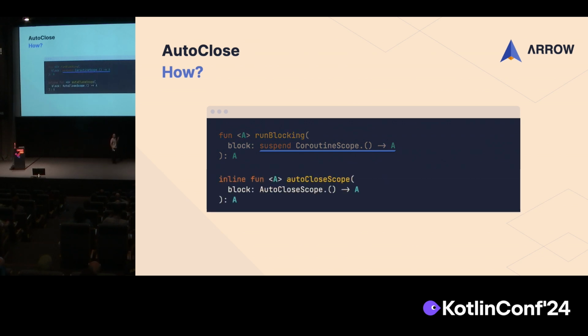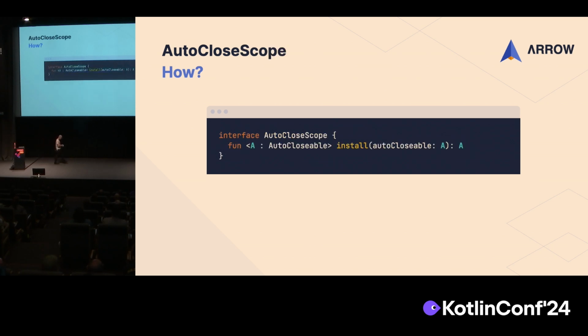And the autoClose scope function looks like this. So it replaces CoroutineScope with an AutoCloseScope type. So what does the AutoCloseScope type allow us to do? We can, of course, see the install method, which we just saw in our DSL, that allows installing autoclosable types, and that will make sure that their close method is called when the DSL finishes or an exception occurs.